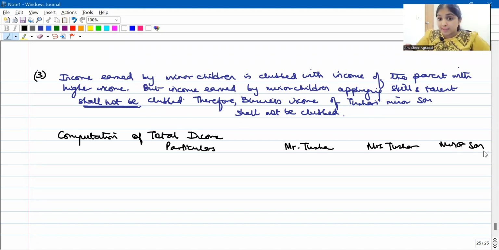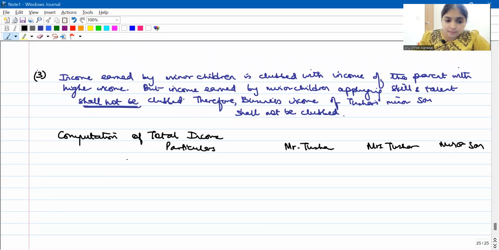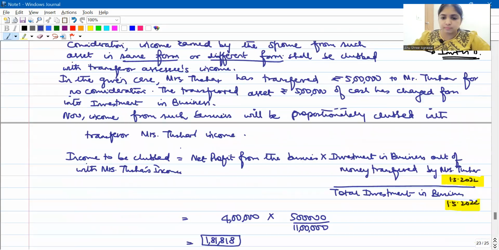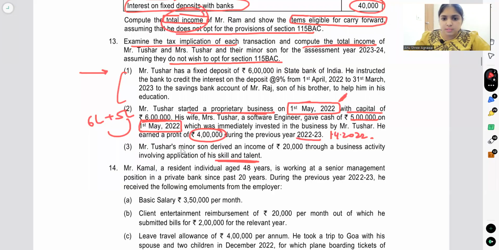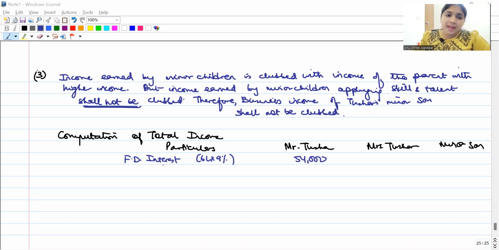Okay, we've already done the analysis, so we don't have any thinking left to do. This FD point, what did we learn? FD interest, even though it is going to Mr. Raj, we're going to club it with Mr. Tushar's income. What is the amount? The amount is 6 lakhs into 9%. Show the calculation, please. 54,000. We will club it with Mr. Tushar's income. We've already discussed transfer of income without transfer of asset. We will club FD interest.